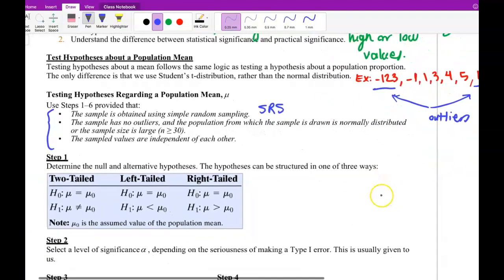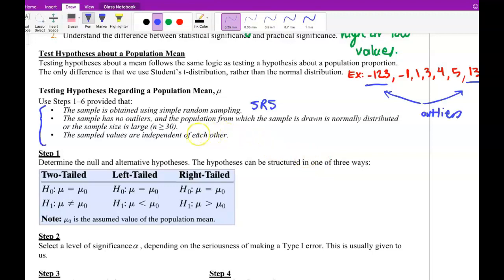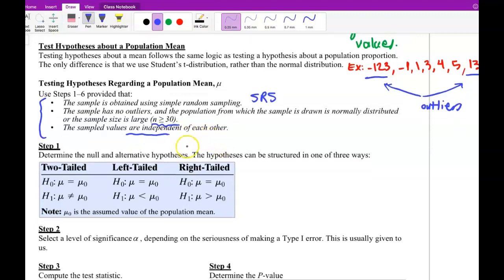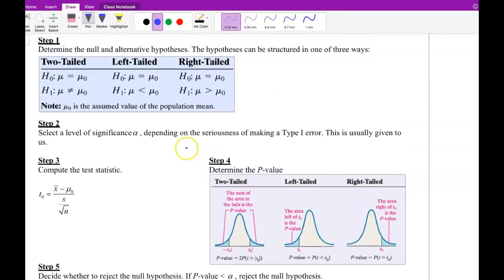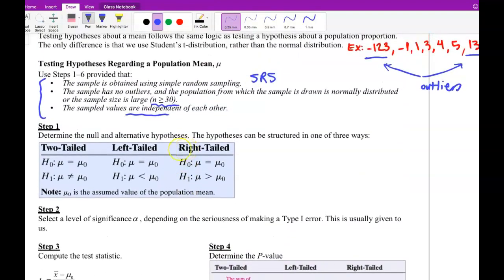Okay, back to this part. So the second requirement was that the population should be normally distributed. What that means, our sample size should be greater than or equal to 30. And the third one is that, again, we should have independence, so sample values are independent of each other. Then again, we should have all these 6 steps that we covered in the last part.